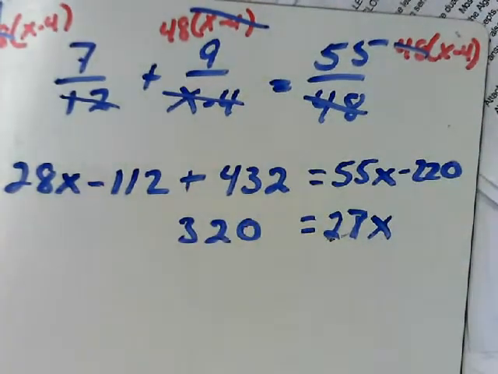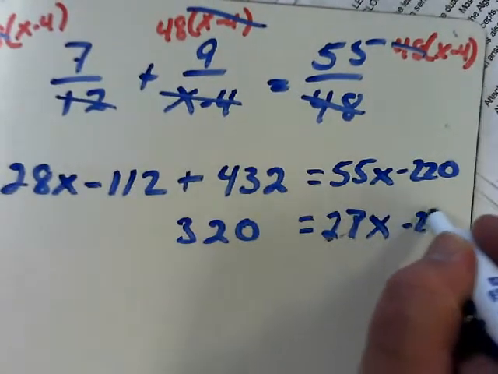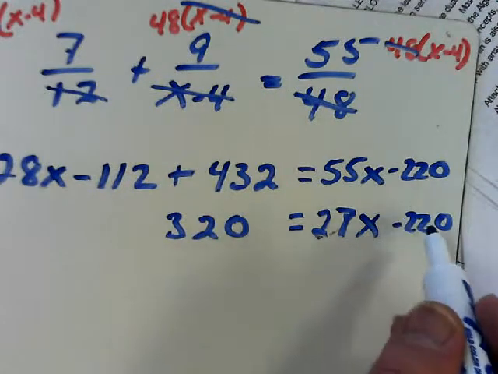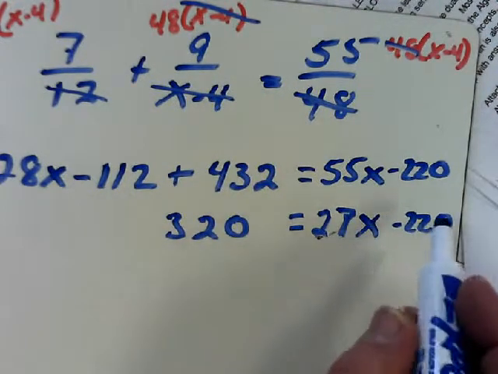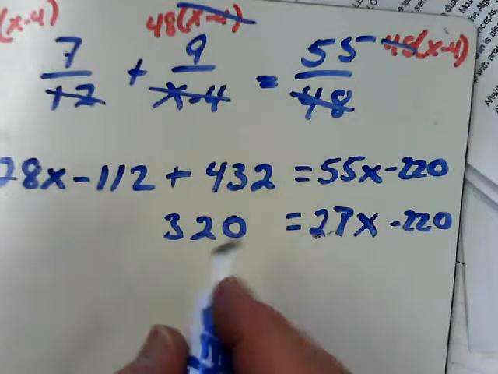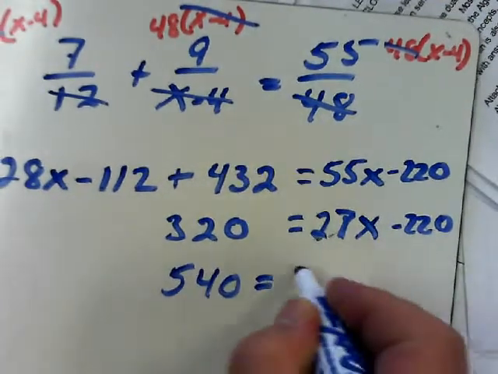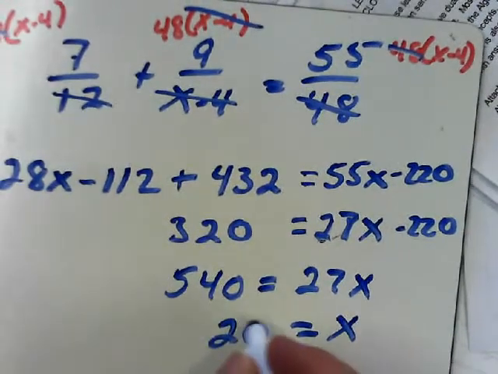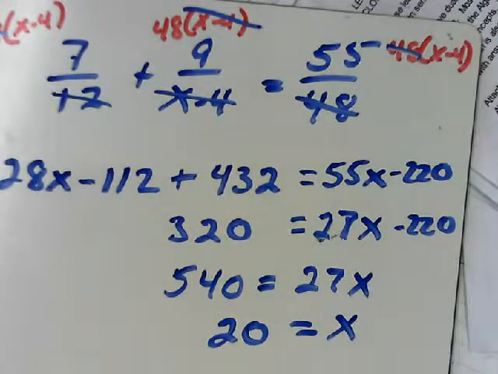And then if you move over the 27x. It's already a subtraction of 220 on this side. So I'm going to have to add 220 to both sides. 540. Divide by 27, you get 20 equals x. Okay.